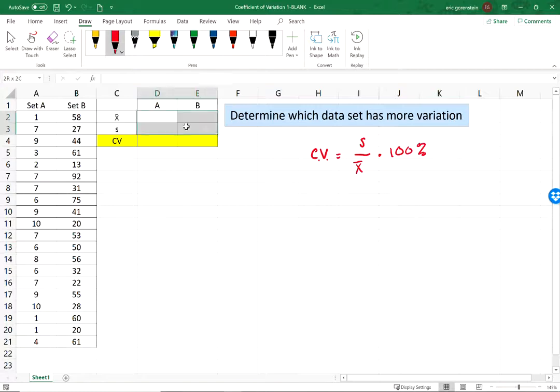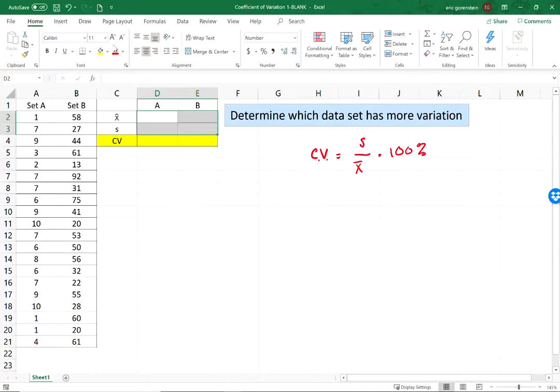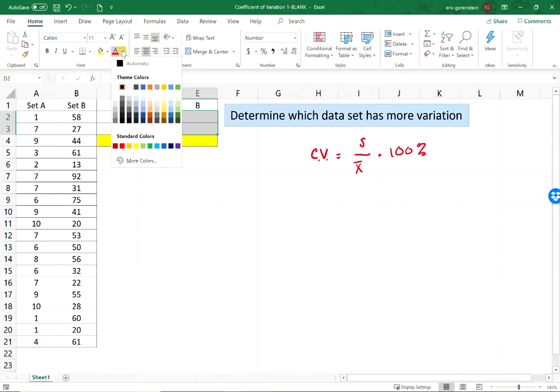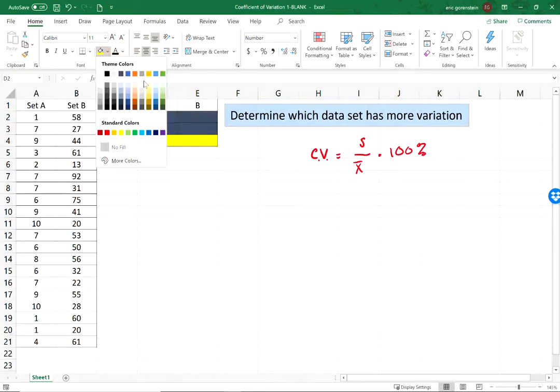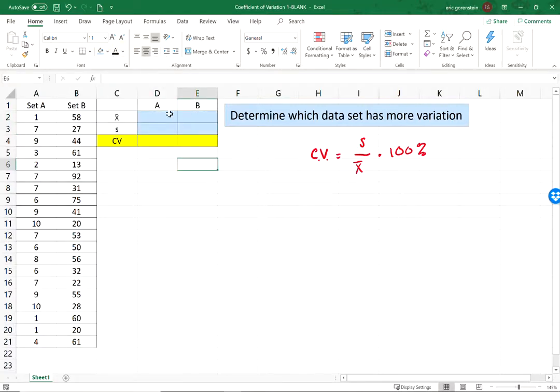So over here, let me make this a different color. Over here in these four blue cells is where I'm going to calculate the mean and the standard deviation of each set. We're going to be using two Excel functions, the function for mean, so x bar. Remember, mean, or at least the arithmetic mean, is the average. So the Excel function is equal average, and then in parentheses, the location of the data.